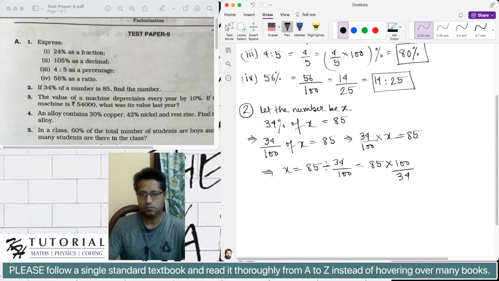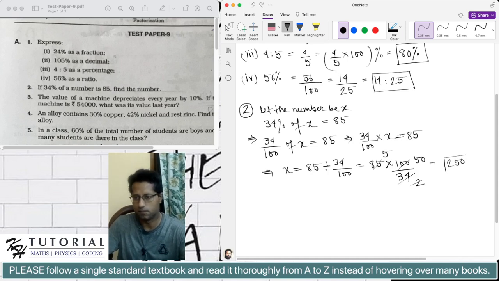So 17 divides 34 with 2, and 17 divides 85 with 5, and 2 divides 100 with 50, and this is equal to 250. So 250 is the number.